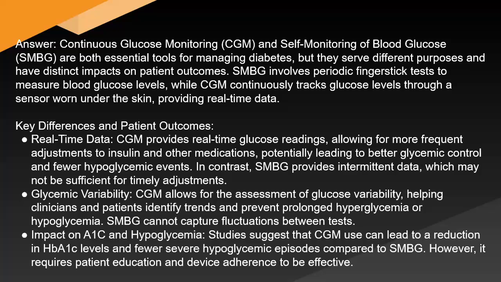Key differences in patient outcomes: real-time data. CGM provides real-time glucose readings, allowing for more frequent adjustments to insulin and other medications, potentially leading to better glycemic control and fewer hypoglycemic events. In contrast, SMBG provides intermittent data, which may not be sufficient for timely adjustments. Glycemic variability. CGM allows for the assessment of glucose variability, helping clinicians and patients identify trends and prevent prolonged hyperglycemia or hypoglycemia. SMBG cannot capture fluctuations between tests.